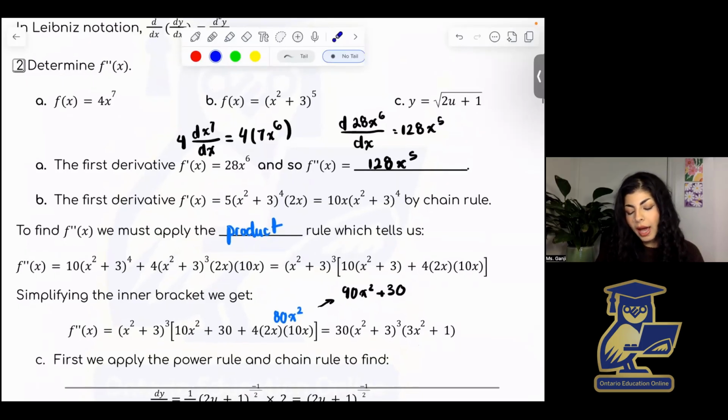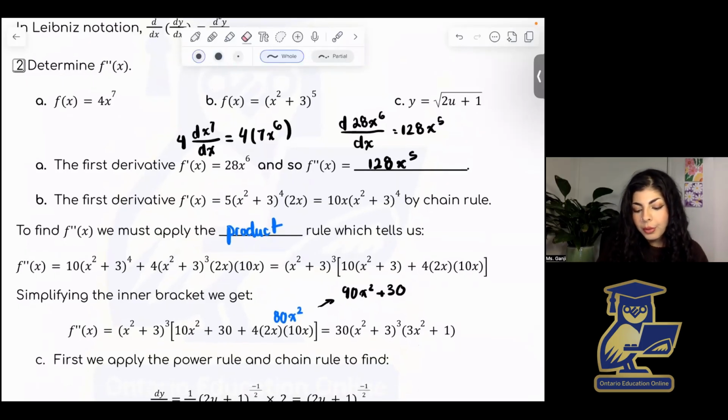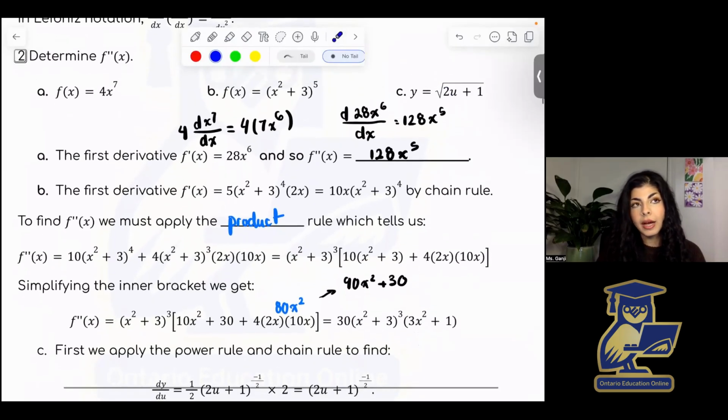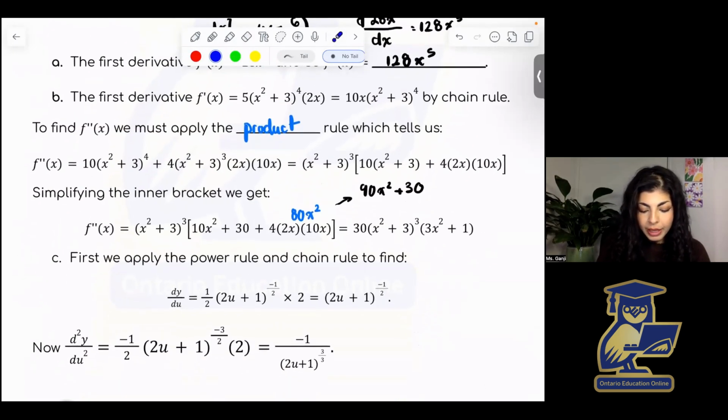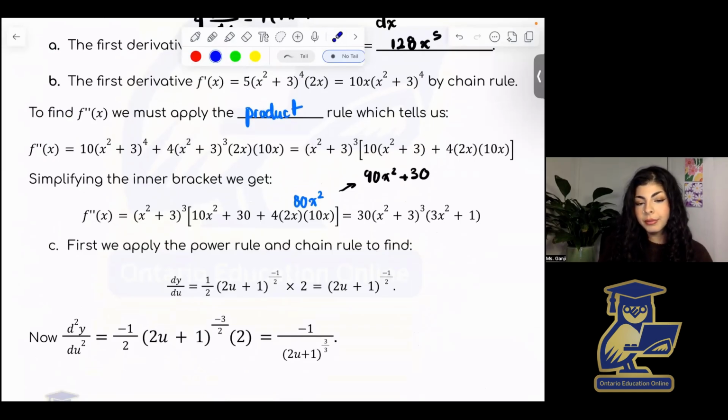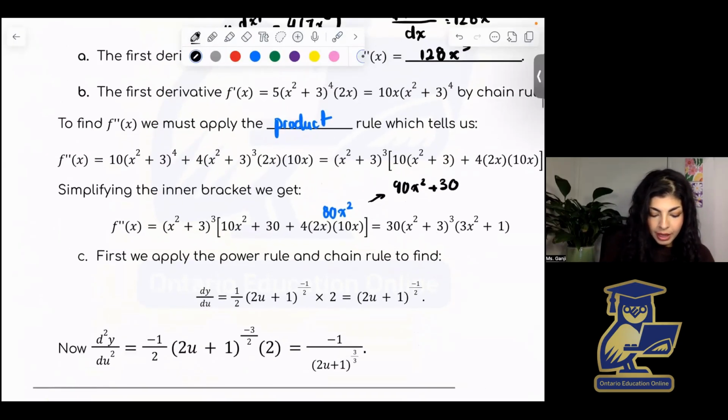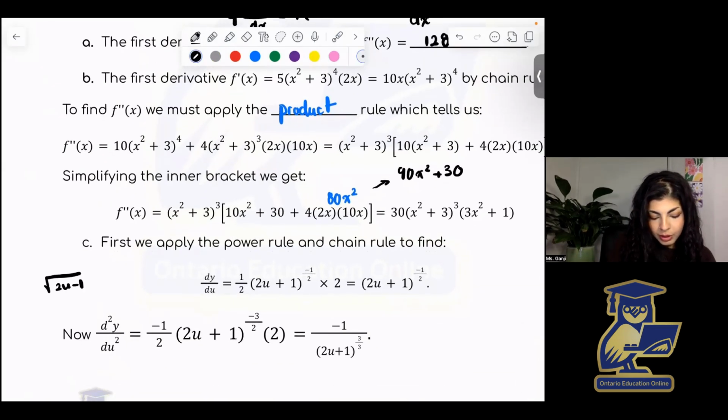Now for the last one, we have y equals the square root of 2u plus 1. So we're going to apply the chain rule here because we have 2u plus 1, and this outer function is our square root function. So here, and remember, square root is just power of 1 over 2. So let me just maybe rewrite that. This is (2u plus 1) to the power of half.